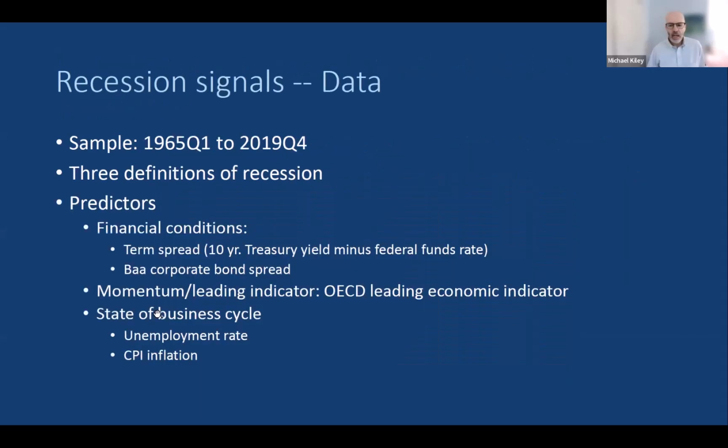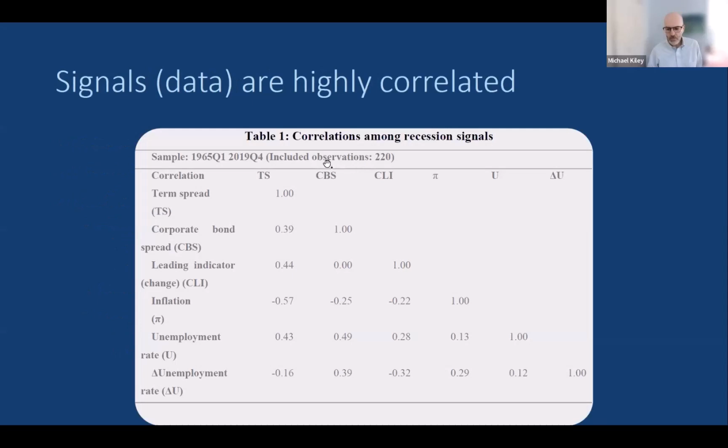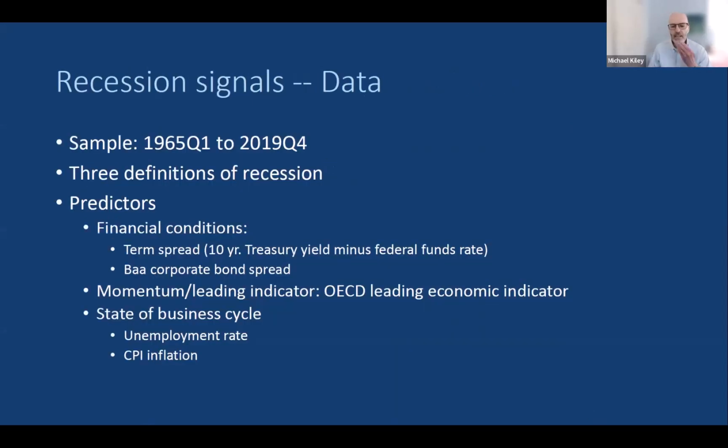Okay. So I'm just going to use that basic intuition to then go to the data. I'm going to look at three groups of recession signals: financial conditions, momentum or leading indicators, and the state of the business cycle. With that organizing framework in mind, I'm going to use the maximum available for prediction horizons of one to two years, data from 1965 to 2019 Q4.